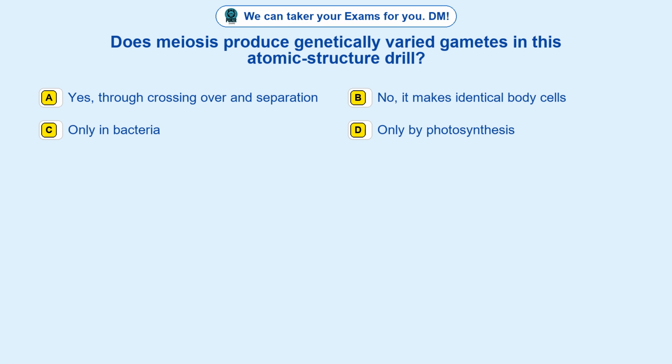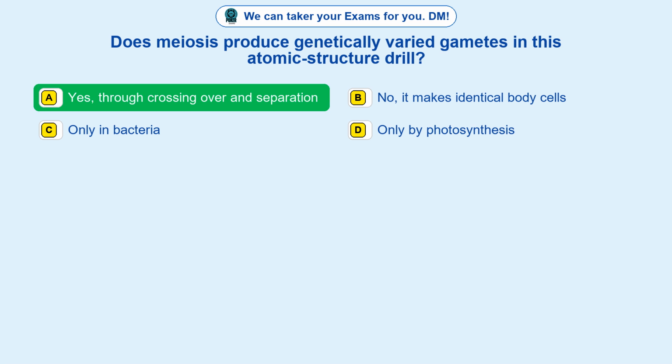Question 16. Does meiosis produce genetically varied gametes in this atomic structure drill? Option A. Yes, through crossing over and separation. Option B. No, it makes identical body cells. Option C. Only in bacteria. Option D. Only by photosynthesis.